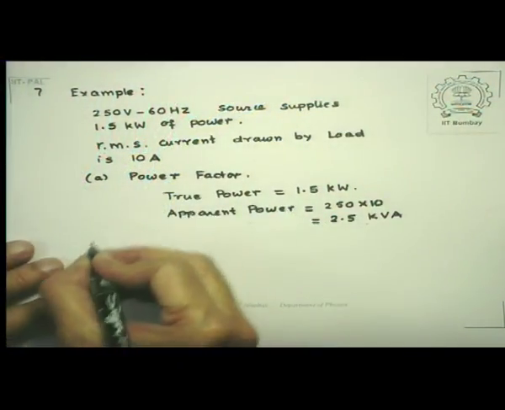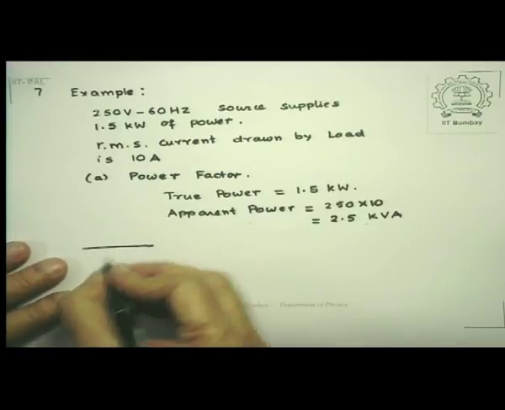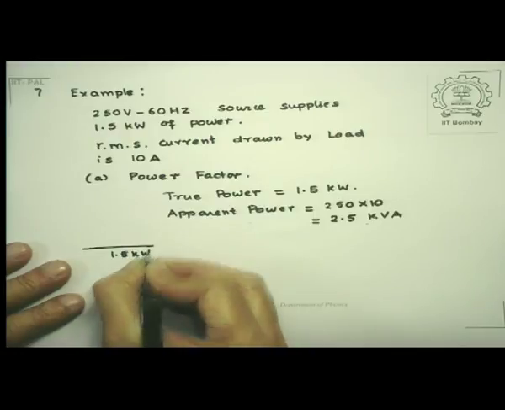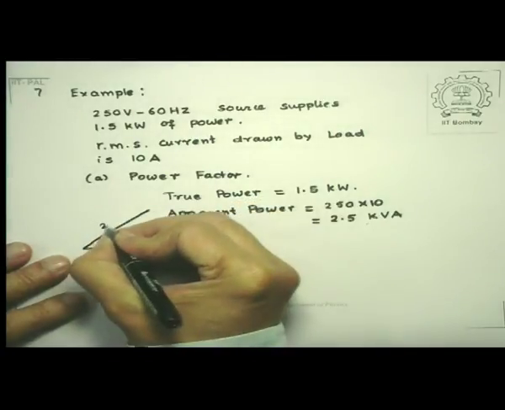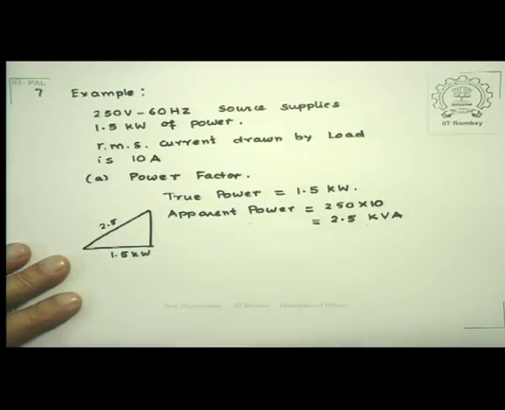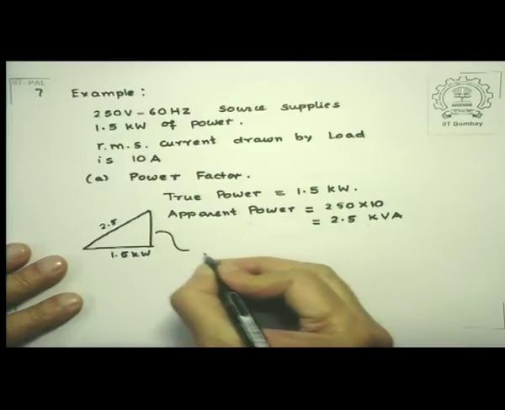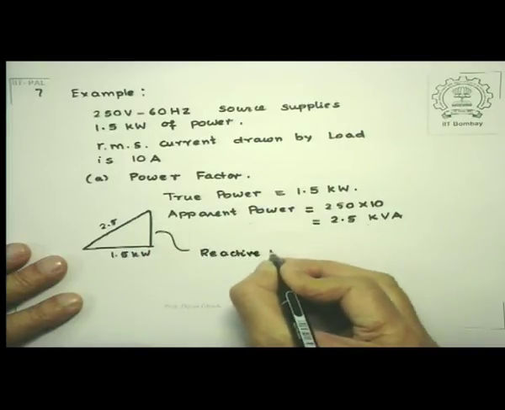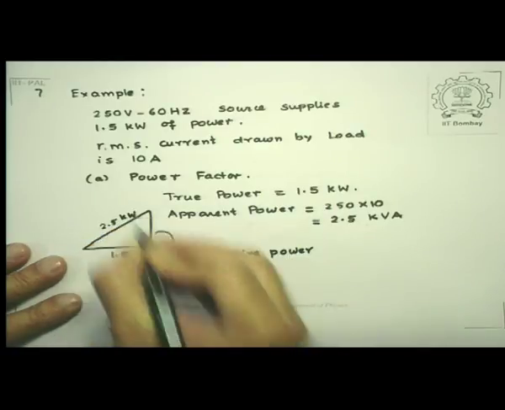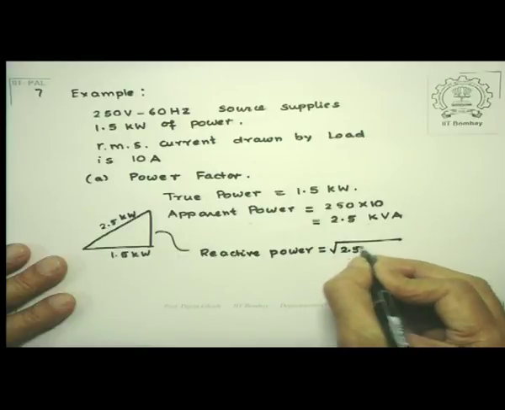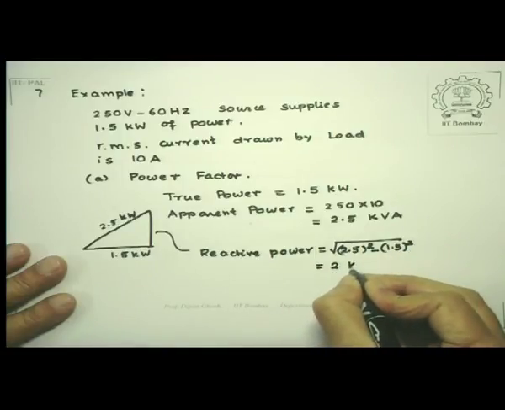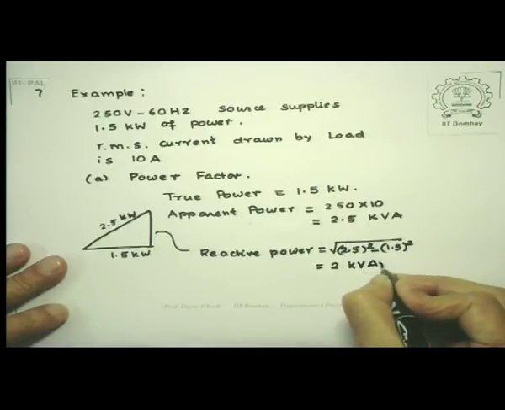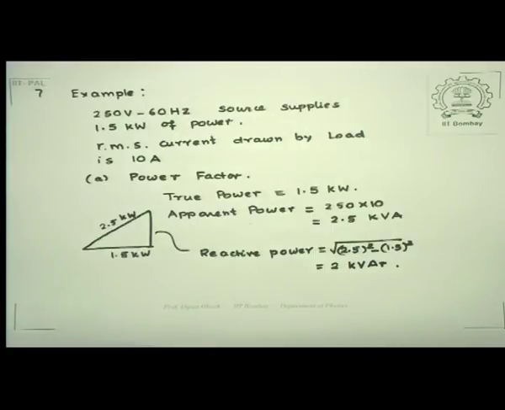Now if you look at the power triangle, see what I have is this: you have 1.5 kilowatt of true power and you have a 2.5 kVA along the hypotenuse. So this is 2.5. So this is the reactive power. This is in kilowatt, and that's equal to the square root of 2.5 squared minus 1.5 squared, and that simply is 2. Now 2 kilovolt ampere reactive. These are standard notations used by electrical engineers.